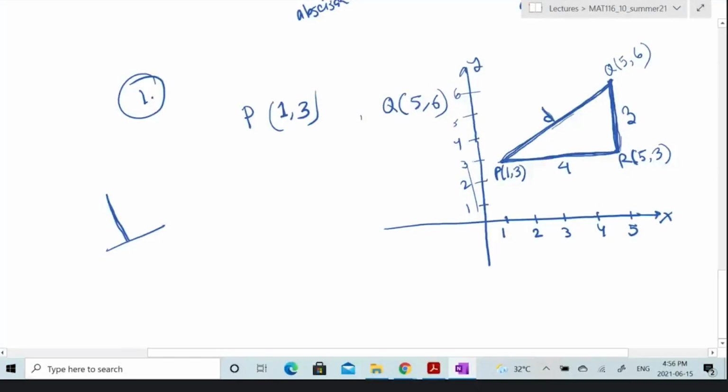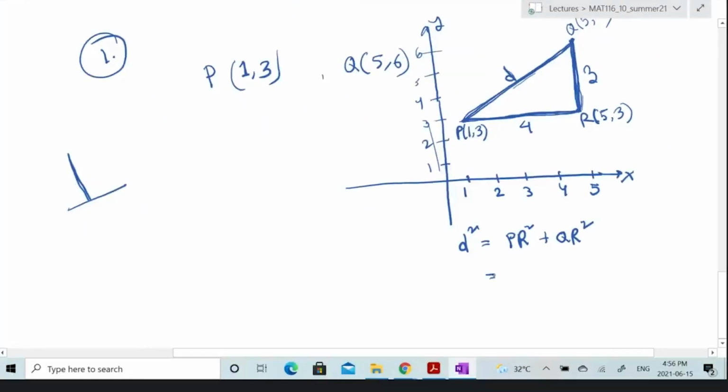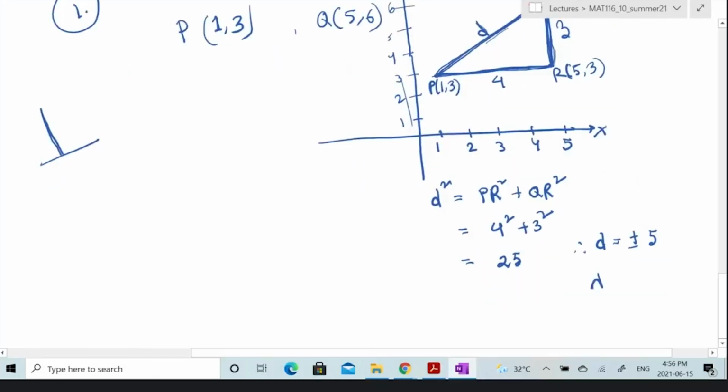Yes, ma'am. It's a right angle triangle, so we can write d square equal to PR square plus QR square. So that tells us d square equal to 4 square plus 3 square, 16 plus 9, 25. Therefore, d is going to be plus or minus 5. But distance cannot be negative.